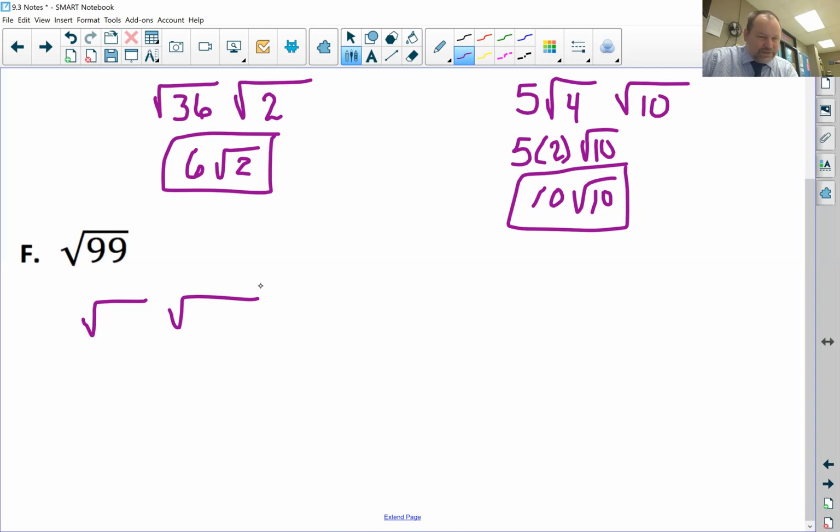25, 99 is not evenly divisible by 25. 16, 99 is not evenly divisible by 16. 9, yes, 99 is evenly divisible by 9. The square root of 9 is 3. And that 11 is not a perfect square. So 3 times the square root of 11 would be our answer on that one.